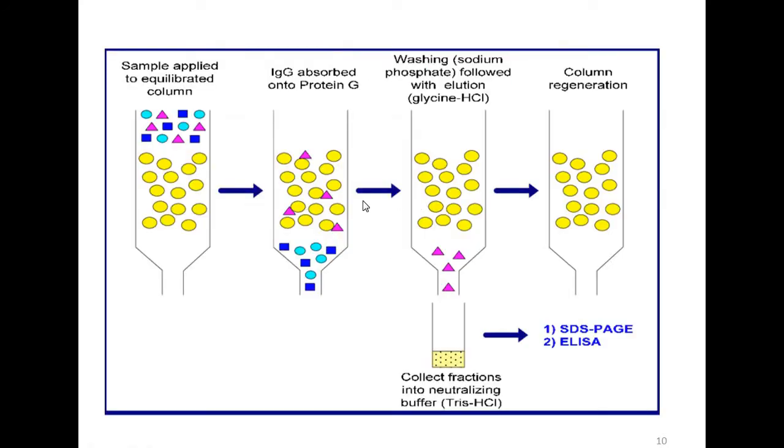This is the diagram which explains affinity chromatography. Here a sample is applied to an equilibrated column, and this is the sample, and this yellow color is your stationary phase. The sample travels through the stationary phase, and after washing with some sodium phosphate, because it is an enzyme-inhibitor reaction, it is washed and then the column is regenerated.